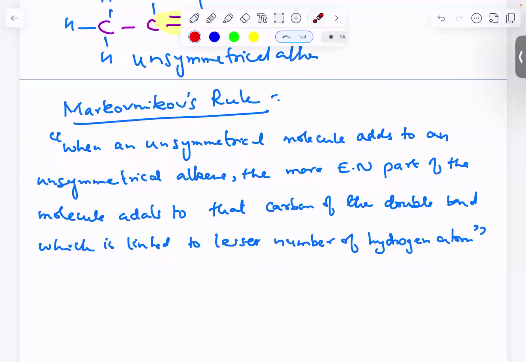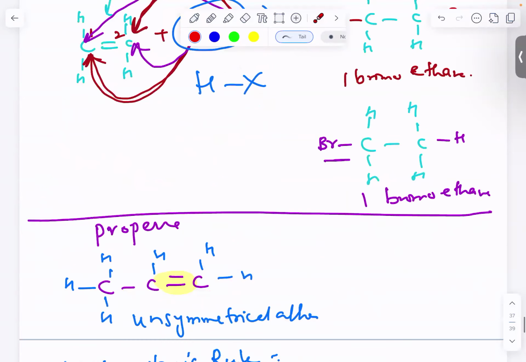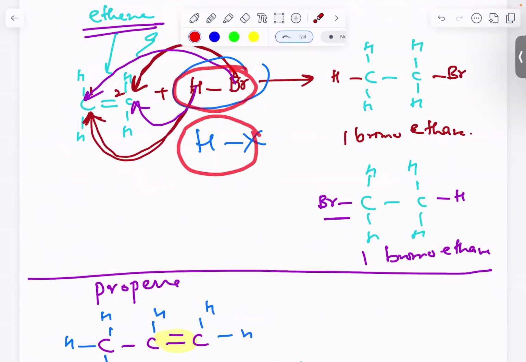So let me repeat it. When an unsymmetrical molecule adds to an unsymmetrical alkene, what is the unsymmetrical molecule? HX, or HBr, or HCl, or HI, or HF. Now, why is it unsymmetrical? Because towards one side we have hydrogen and towards the other side we have bromine. So it is not the same. That is why it is called an unsymmetrical molecule.